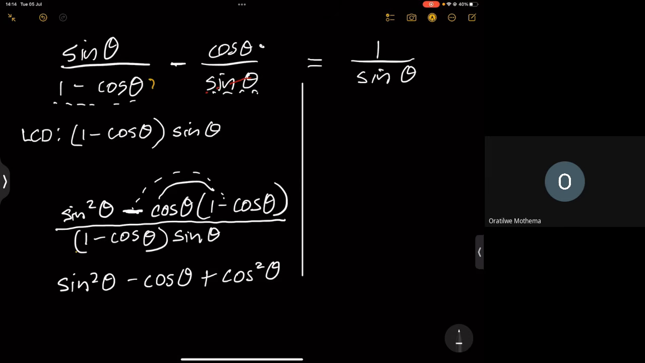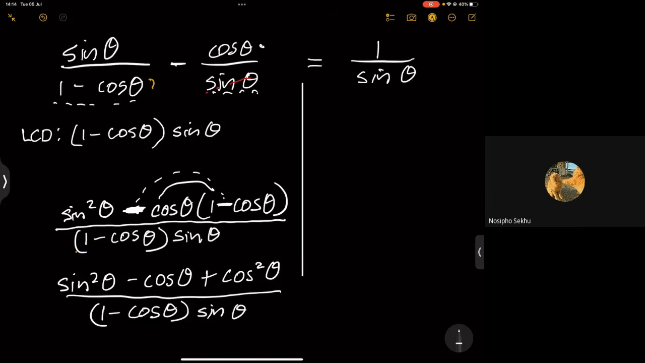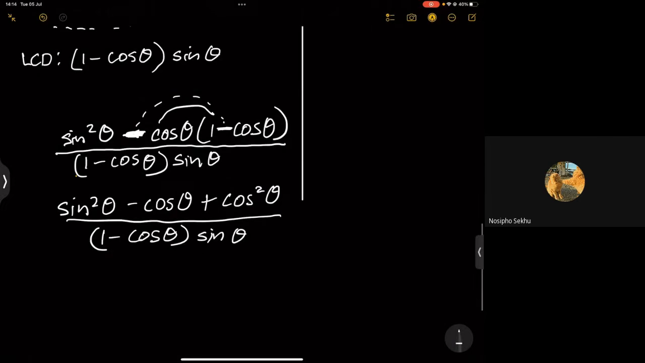Do you see that? Yes, sir. Okay, guys, do you see it? Remember, once I multiply those negatives, they become a positive, right? And then obviously this is divided by 1 minus cos of theta and sine of theta. Okay, right. So let's try and resolve that again.